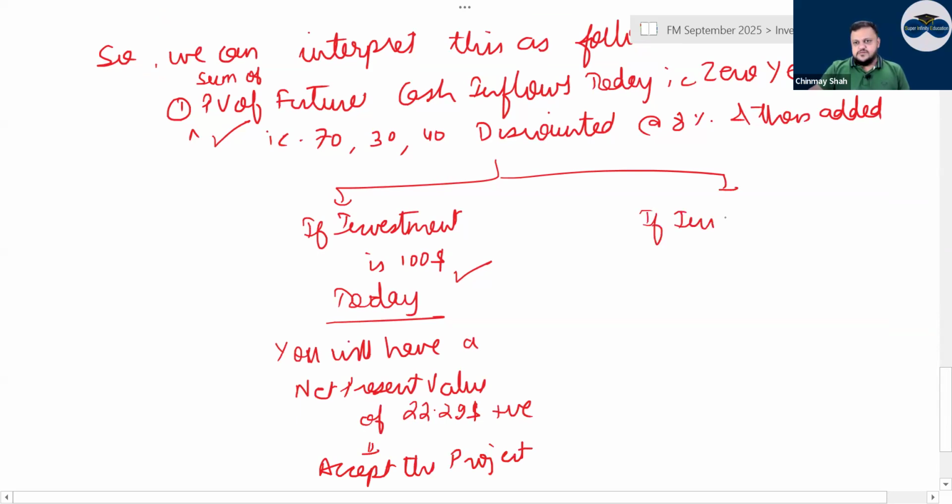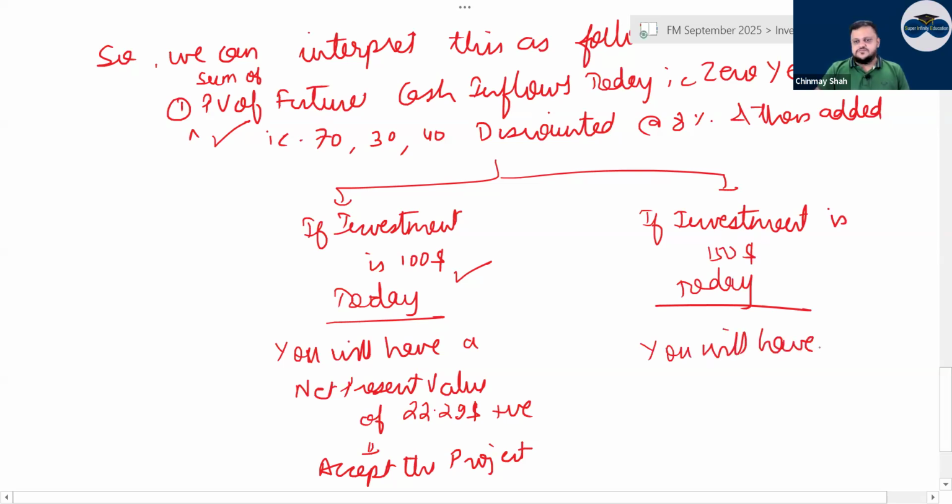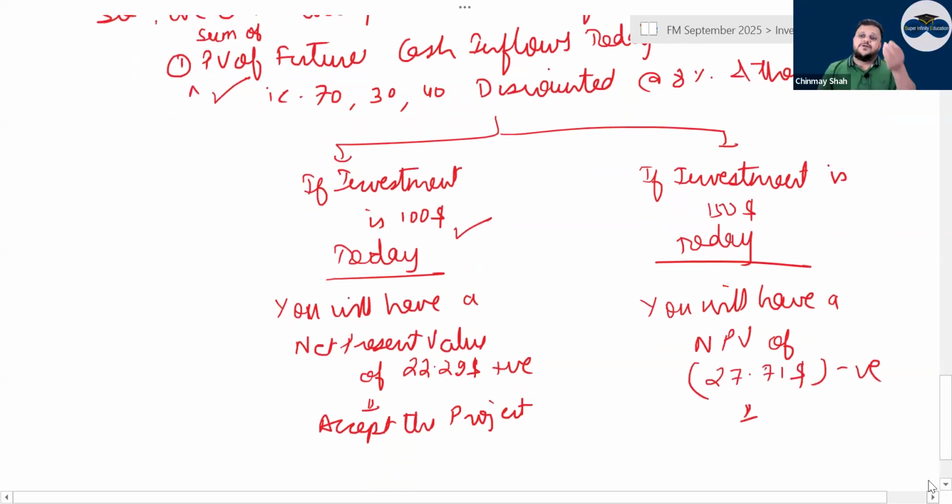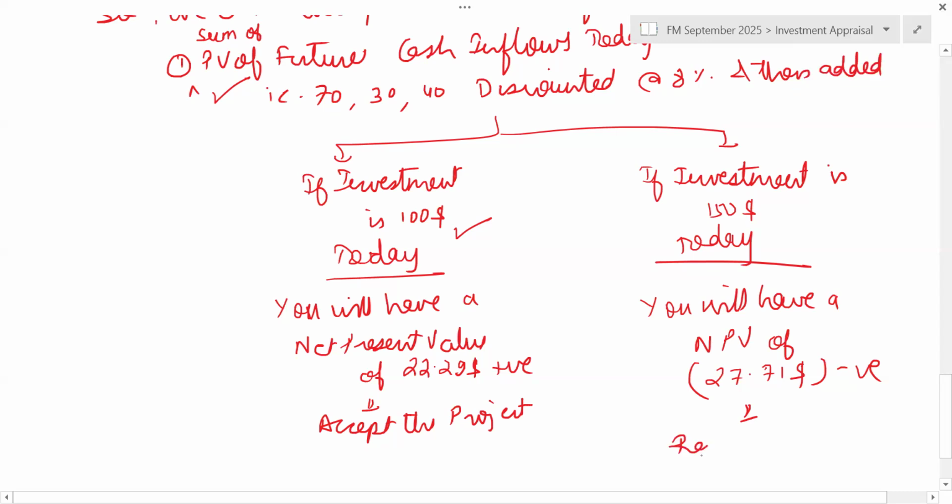But if the investment is $150 today, you will have an NPV, net present value, of how much? $27.71 negative. That means, sir, I am only getting a value of 122, but I have to pay 150. Tell me, in that case, accept the project or reject the project? Reject the project.